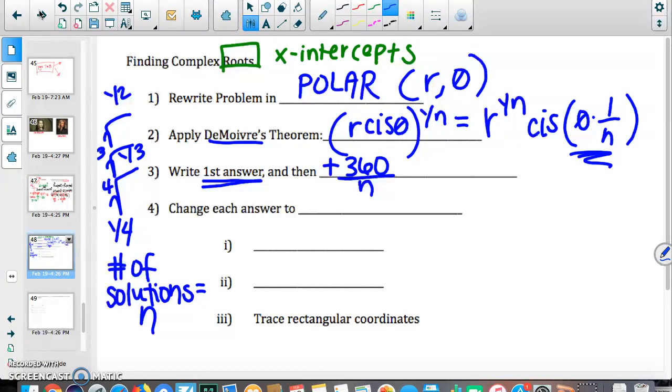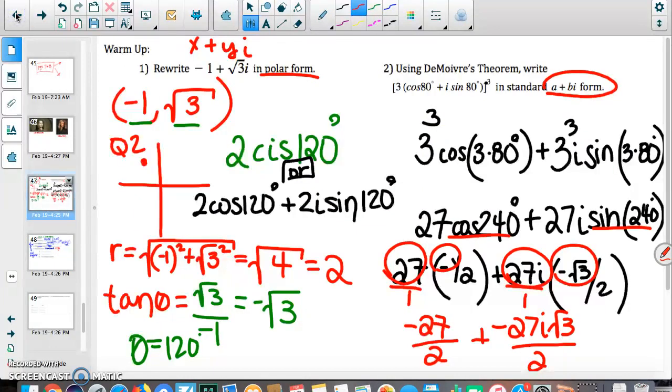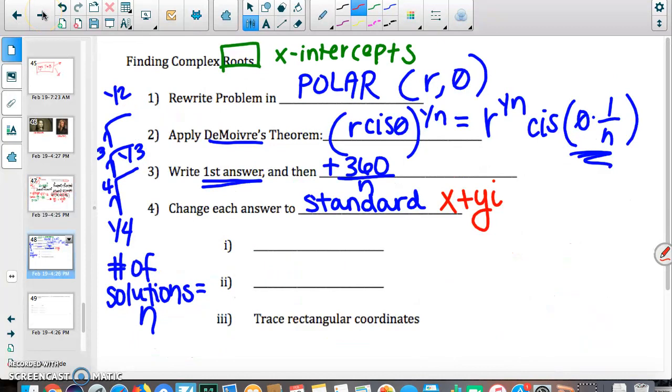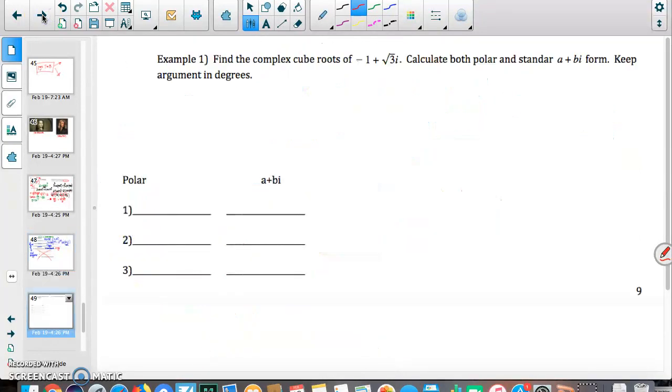And then your final answer should be in standard rectangular form. So it should be in x plus yi. So you are going to have to change it at the end, just like we did in the warm-up. That's why I had us do that. So you are going to have to do this step. Now this is a lot of information, but I promise it will make more sense when we put it all together. Let's see this in action.